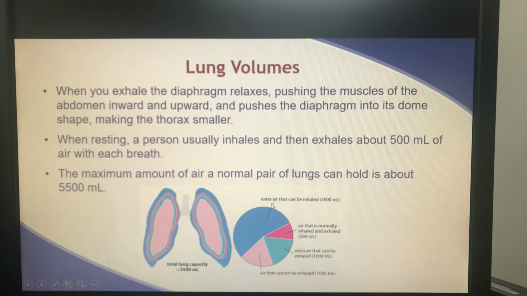And so here it says extra air that can be inhaled is 3,000. Air that is normally inhaled or exhaled is just 500 mLs. Extra air that can be exhaled is 1,000, and then air that cannot be exhaled is 1,000, because your lungs have to stay inflated. I'm sure you guys have heard tales of people, when you get in accidents and trauma, sometimes if you have a lung that collapses, that means that there's no air in it, so it needs to be pumped back up. So a certain amount of air has to stay in there anyway, just to keep them inflated.